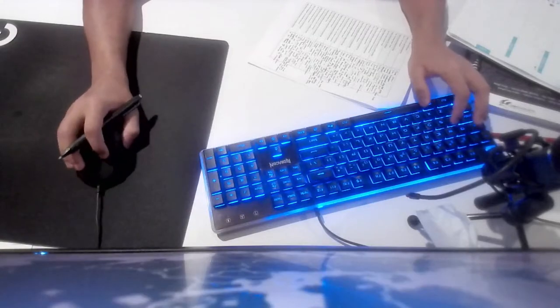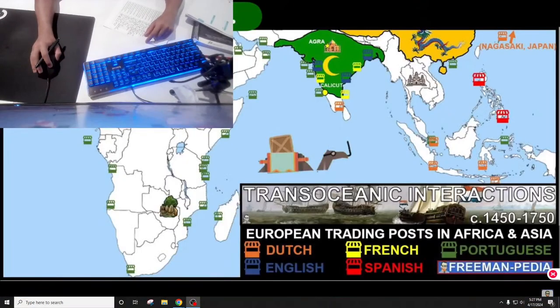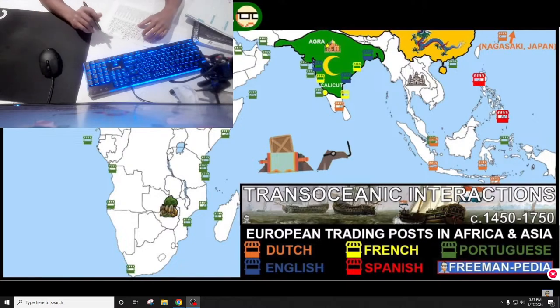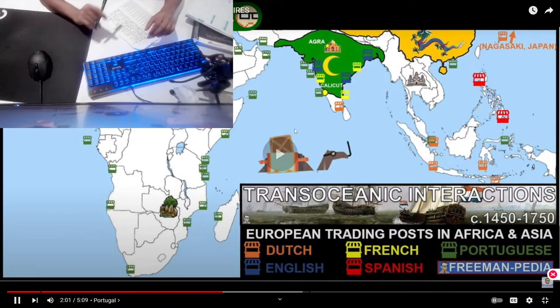Portugal, then Spain, Britain, the Dutch, France. Three, it's a trading post empire. They're the first Europeans to enter the Indian Ocean trade by rounding the coast of Africa, and they take advantage by setting up trading posts like the one seen on this map.